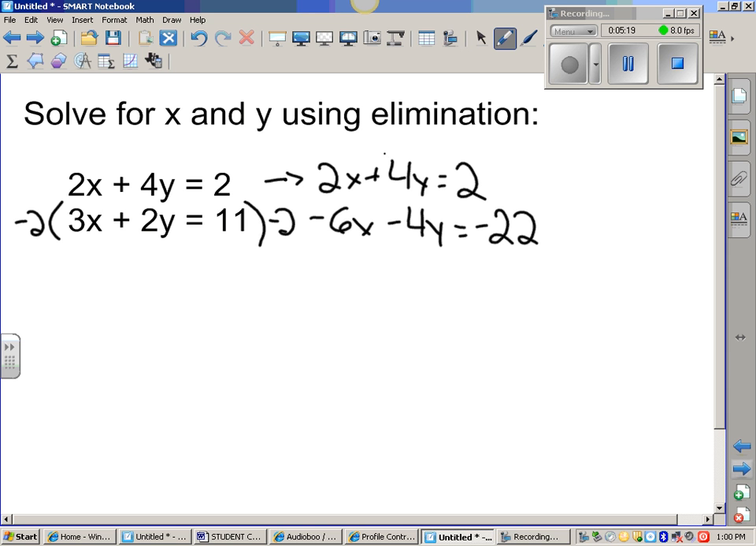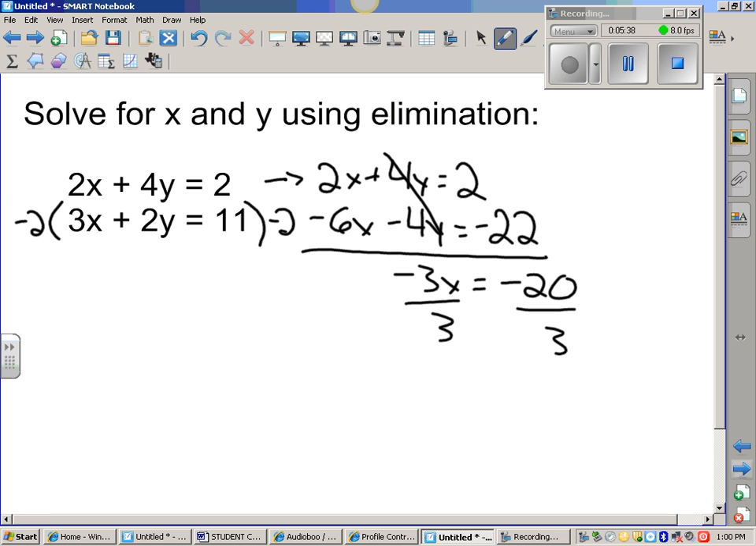So these cancel out, and then you have to subtract these, so you get negative 3x equal to negative 20, and then you divide by 3. I don't think this is right, Miss Lowe. What's 2x minus 6x? It's 4.